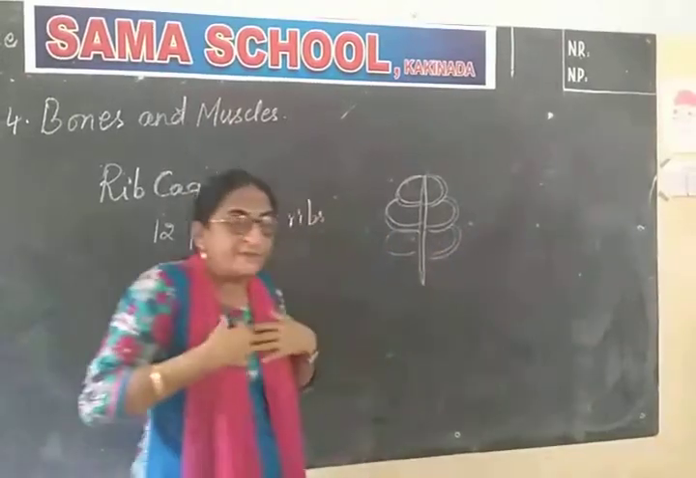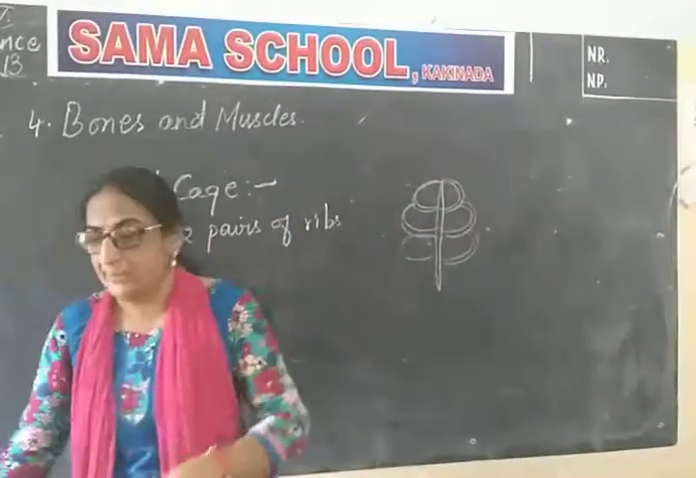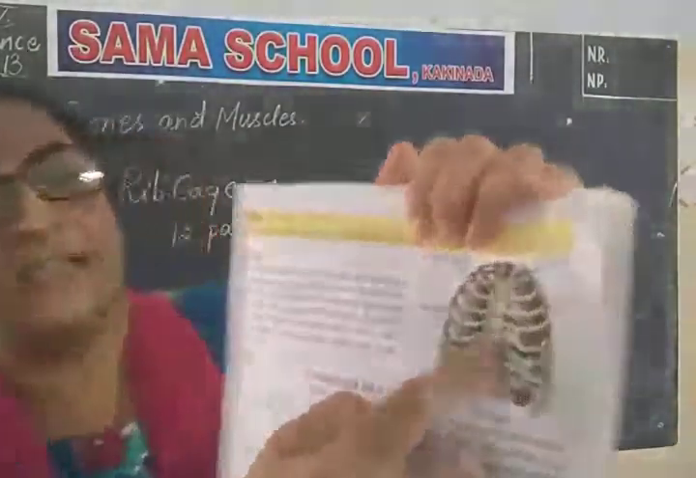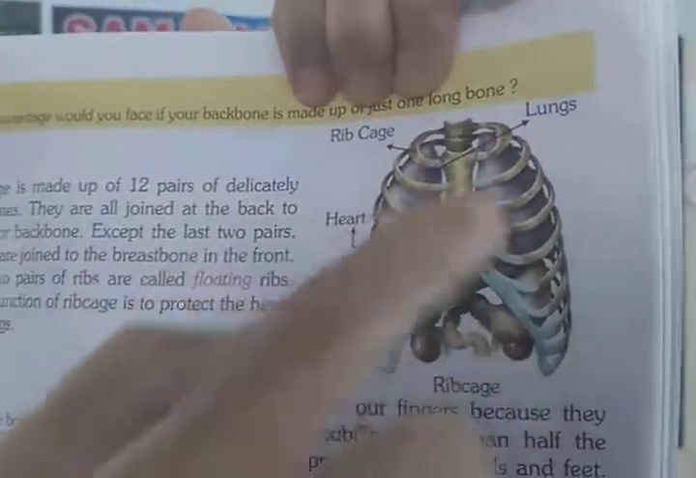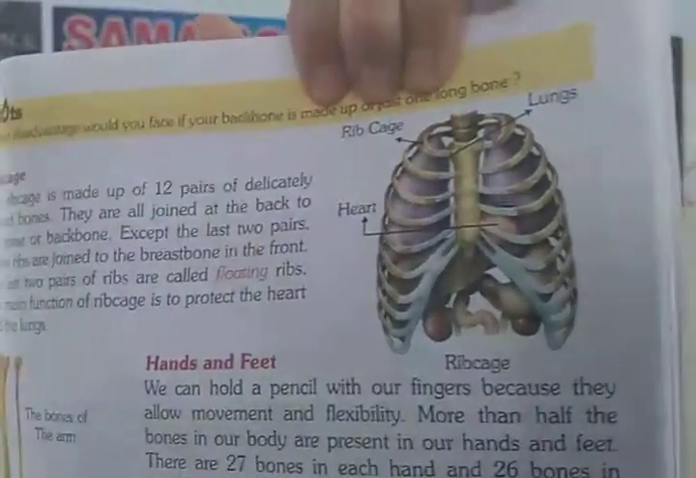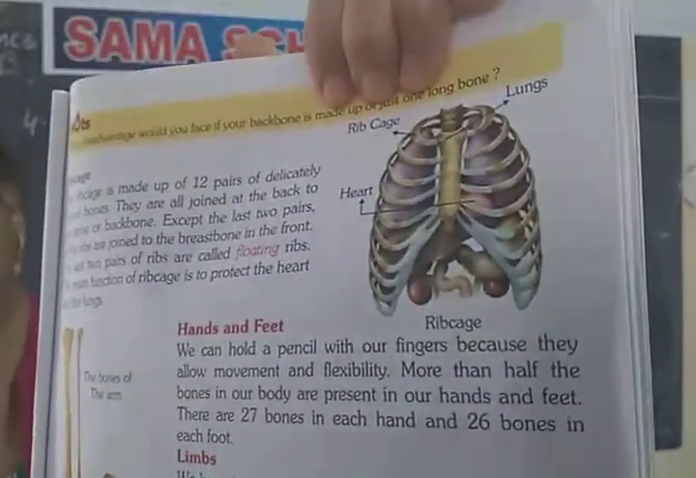And these ribs protect our lungs. See, this is the rib cage. They protect our lungs and heart. So totally we have 12 pairs of ribs.